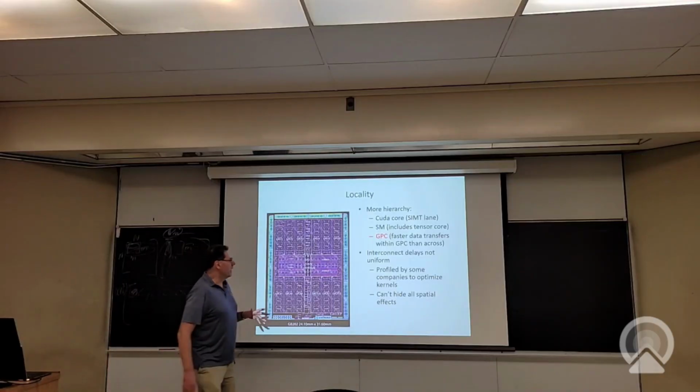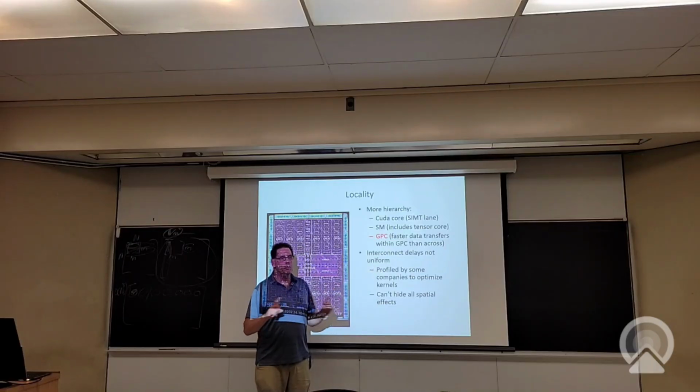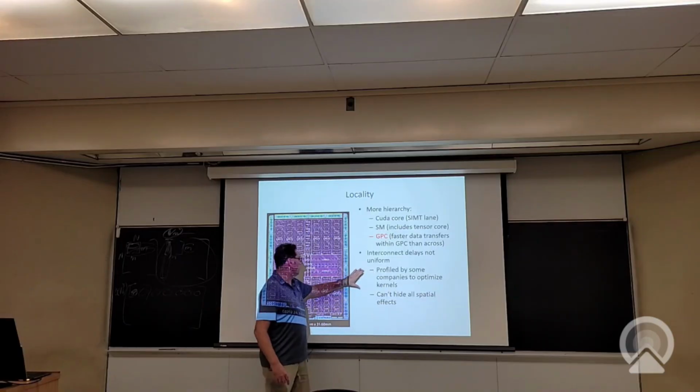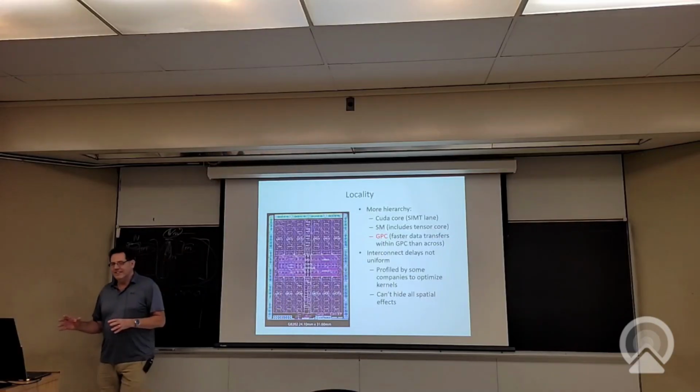And I know that at least Microsoft will actually profile that in their kernels to try to figure out which ones are close to each other and try to optimize for it. So even in programming models where it's not immediately apparent who's close to whom, power users try to figure it out to try to get more performance. So kind of spatial effects are there no matter what.